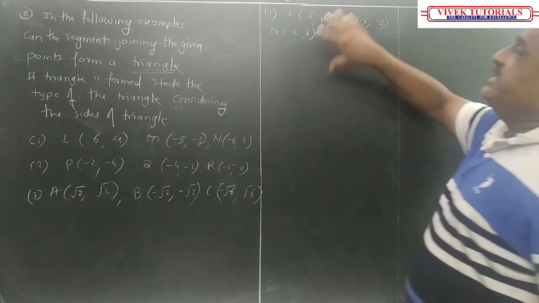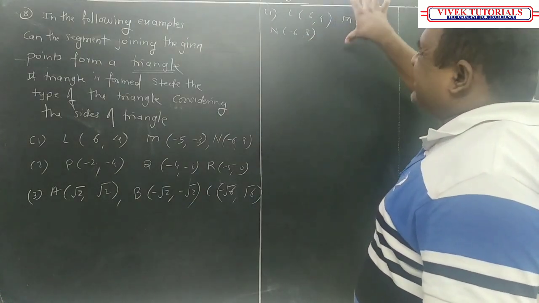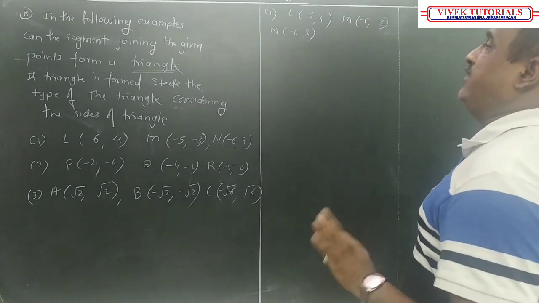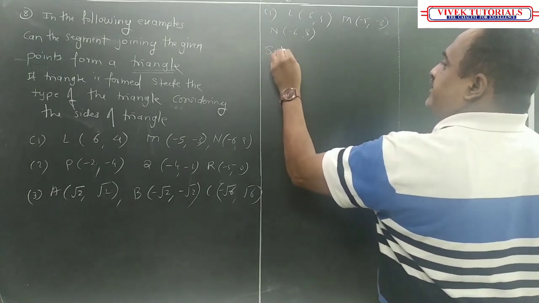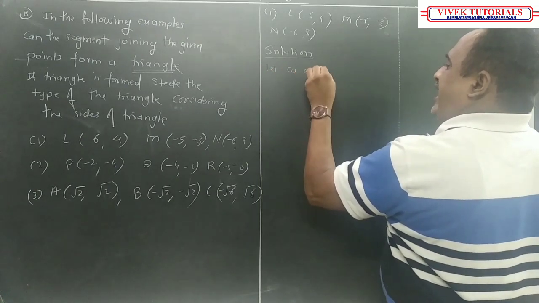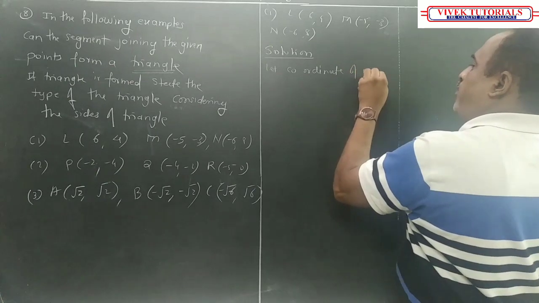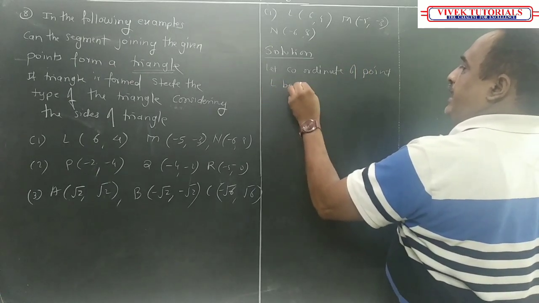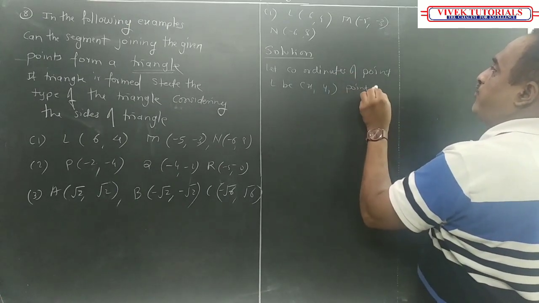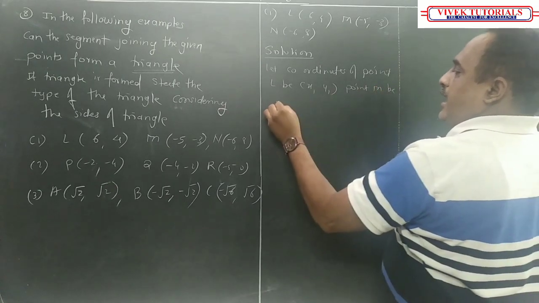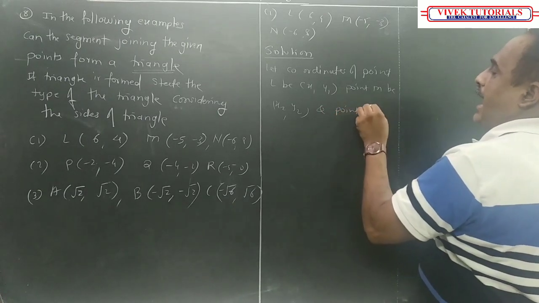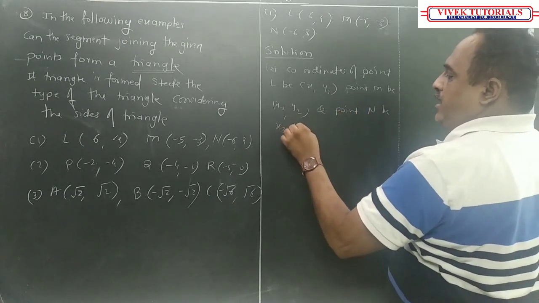So just that these triangles are formed, is that these are the segments of a triangle or not. So we'll find out some distances. That is the only way. So solution. Let the coordinates of point L be x1, y1, point M be x2, y2 and point N be x3, y3.